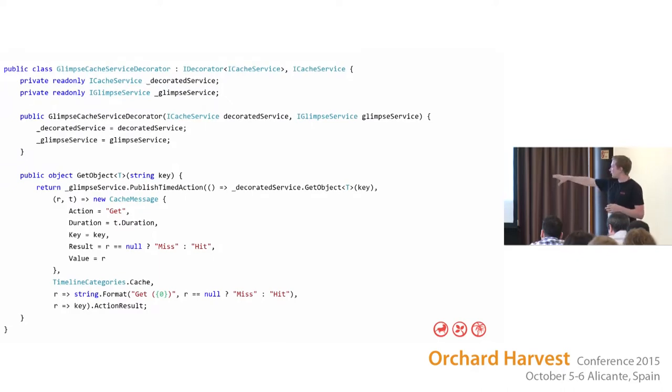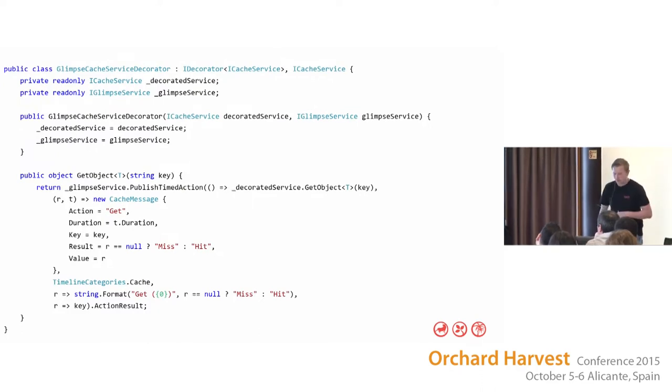You could just create a new instance of a timeline category there. The next one is a factory that formats the subtext, and then the next one is what they call a subheading, and I'll show you what all those translate to in a second once we get to the demo. And then finally, you'll notice that this line returns actionResult. glimpseService.publishTimedAction returns an object called ActionResult of type T, and what we're saying is just return that. So that's just what your decoratedService.getObject returned. So we're actually just passing down to our decorated service and then returning that value back up.